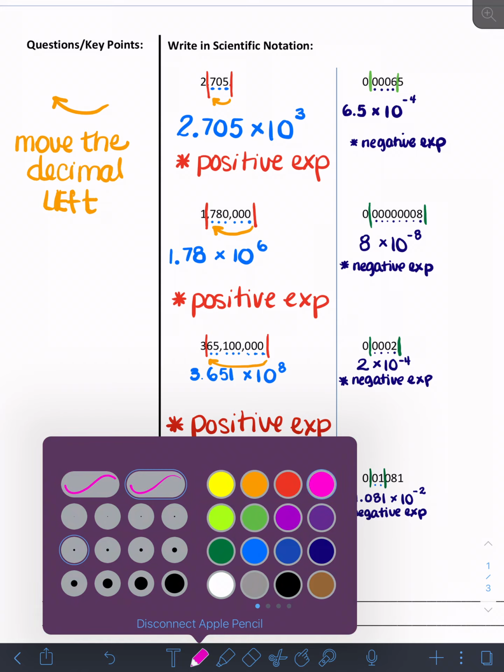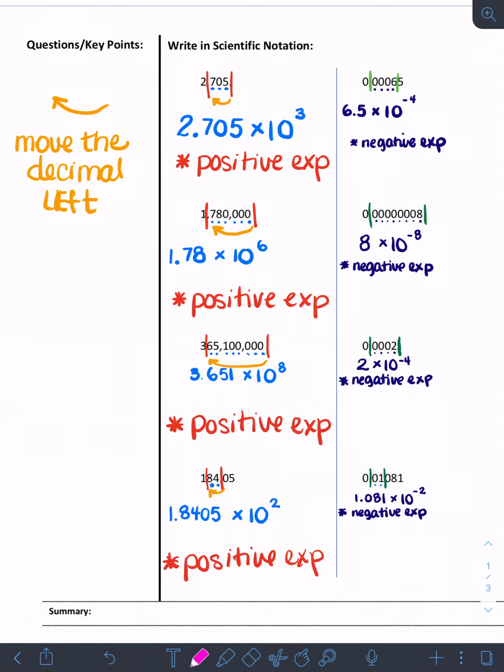When we take a look at the other ones, the negative exponents, you start where the decimal point is, and then we end up having to move the decimal to the right. So if you notice on all of these, we took the decimal and we moved the decimal to the right. So move the decimal right.